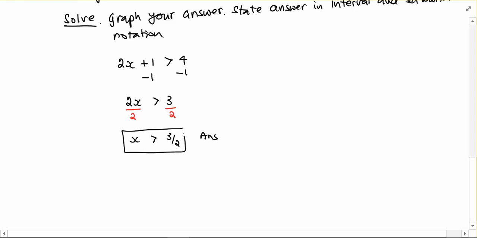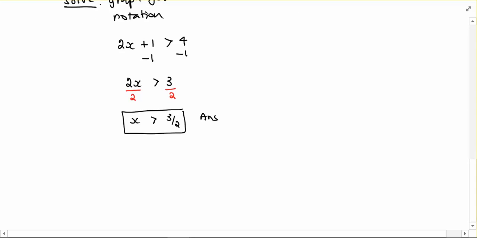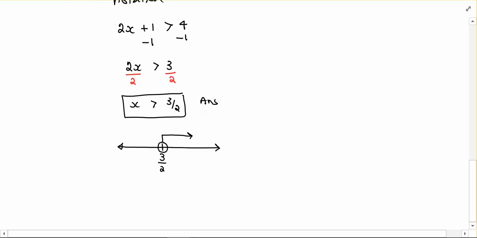Okay. Now, it also says state the answer in interval notation. So I always start off by graphing, because from the graph I can get to interval, and from the answer I can get to the graph. So here is my 3 halves. I decide if I want an open or a closed circle. In this case it's going to be open, and x is greater, so I'm going to go to the right. Okay, so there is the graph of it.